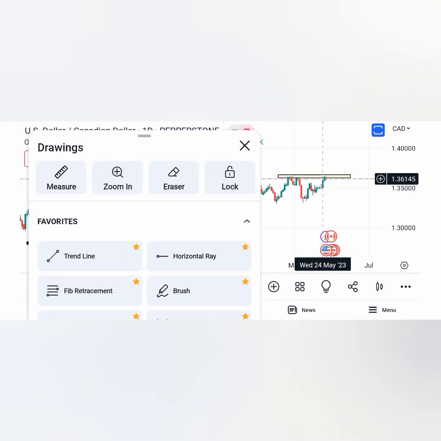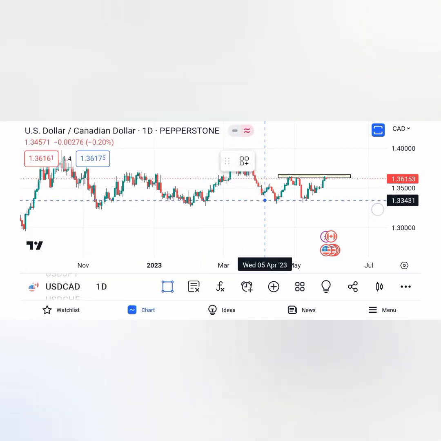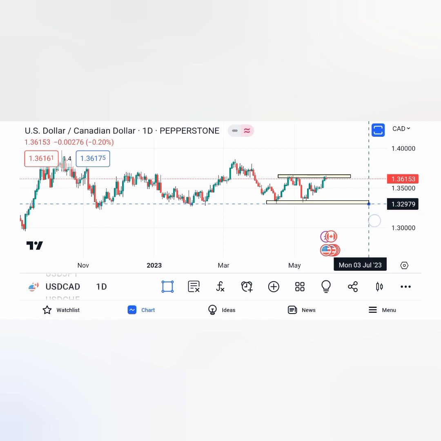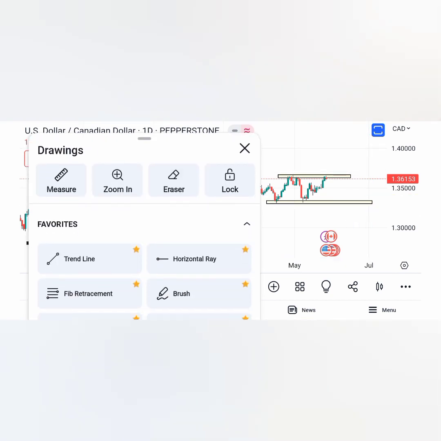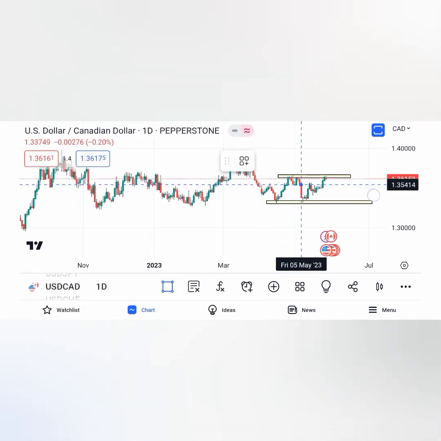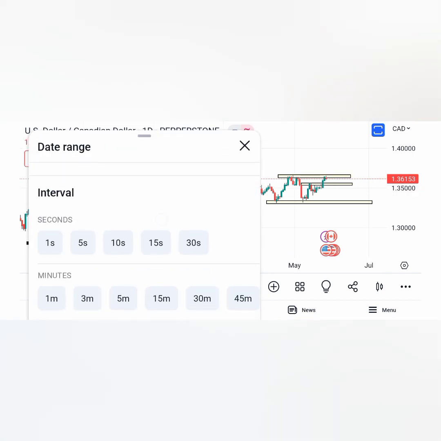We can also spot another key level here, and also another key level at this very point. So now let's move to the 4-hour time frame and see.